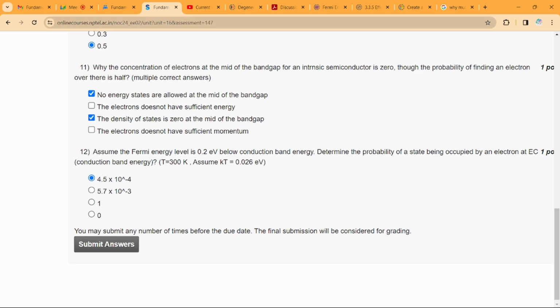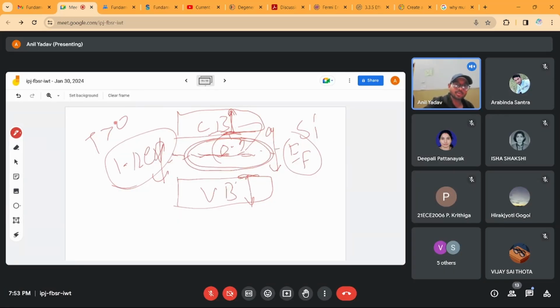Why is the concentration of electrons at the mid of the band gap of an intrinsic semiconductor zero, though the probability of finding an electron is half? So electrons do not have sufficient energy. Electrons do have sufficient energy at T greater than 0 Kelvin.